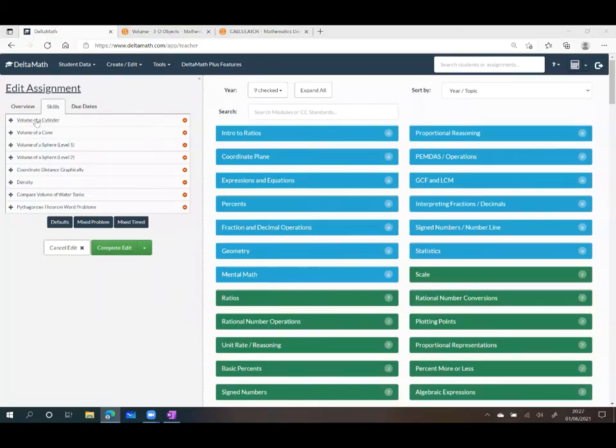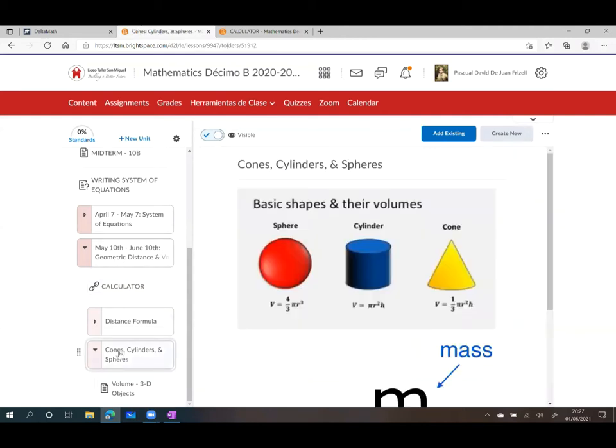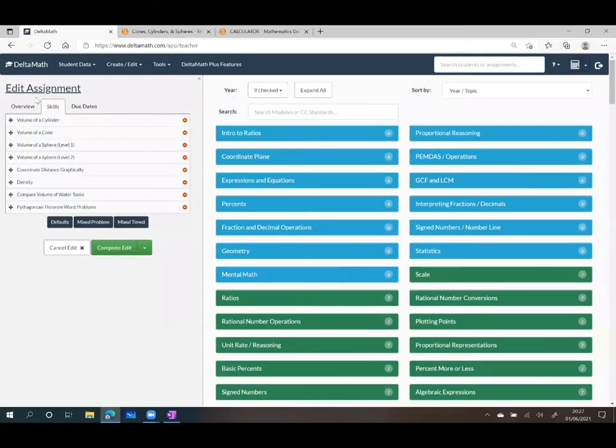Okay, for the purpose of this video, I will show you how Delta Math works. The first three skills, which are the volume of a cylinder, volume of a cone, and volume of a sphere, will require you to use the formulas that are given to you on Brightspace, as can be seen right here on the first page of Brightspace for geometric elements. So let's take a look at it.